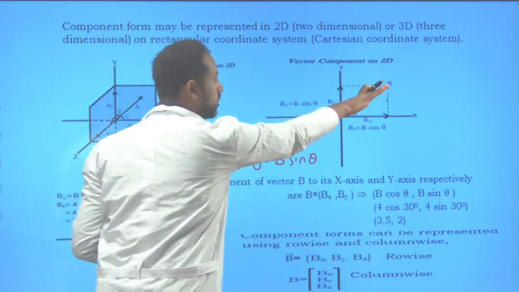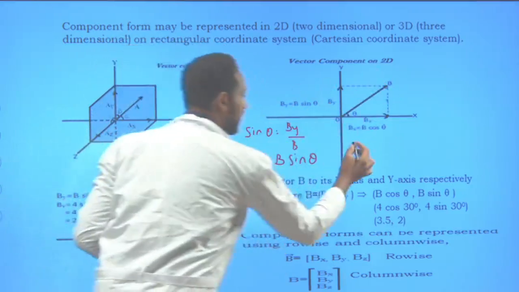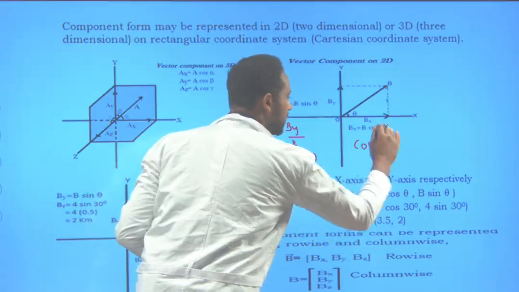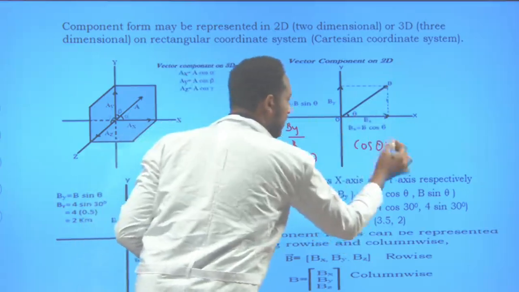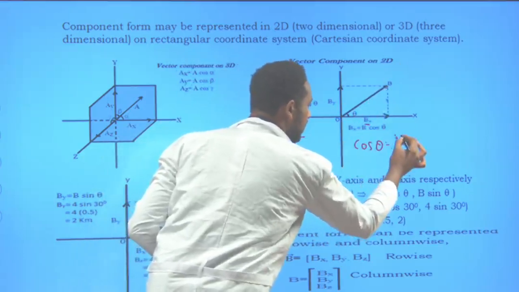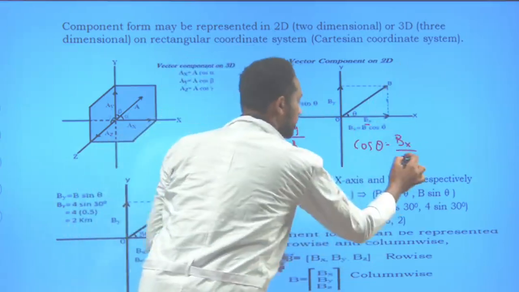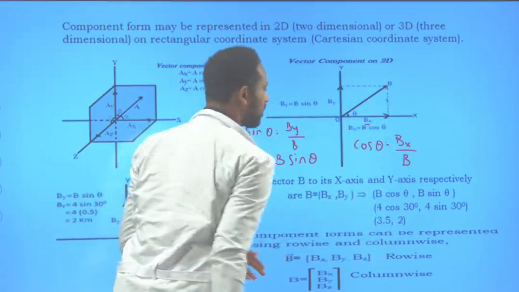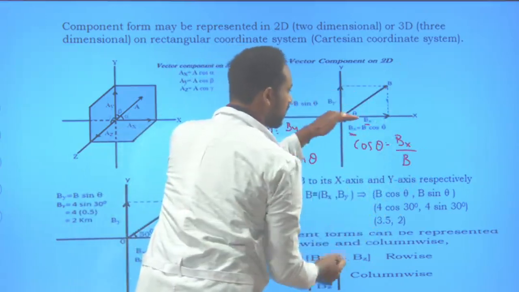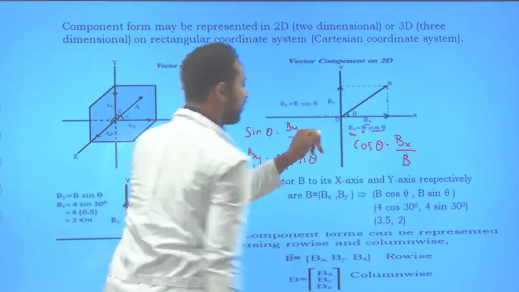It's also possible to decompose this vector along the x-axis. From your mathematics lesson as well, you know that cosine theta represents adjacent over hypotenuse. The adjacent is the component of this vector along the x-axis. Let's call it Bx, over the magnitude, which is B. Therefore, when you cross-multiply, you find that the component of this vector along the x-axis is the magnitude of B cosine theta.